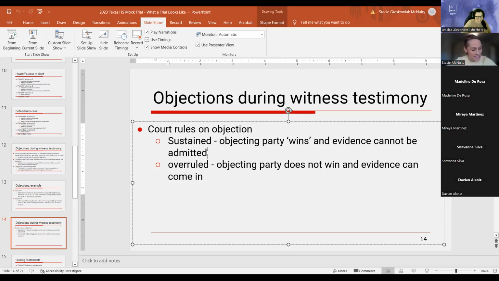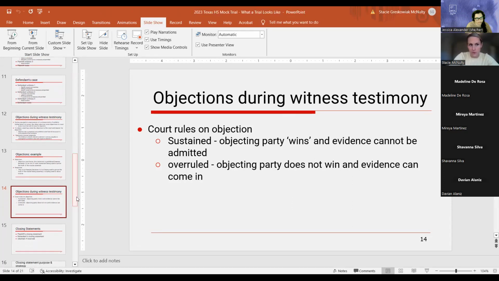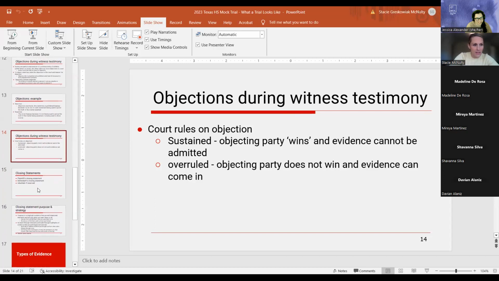Yes, definitely. And I think especially in mock trial, where there's a lot of material, you do need to prove your elements. So if it's really critical, sometimes you lose the objection, and that's fine. Okay.